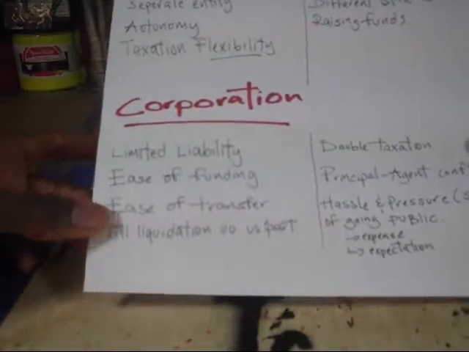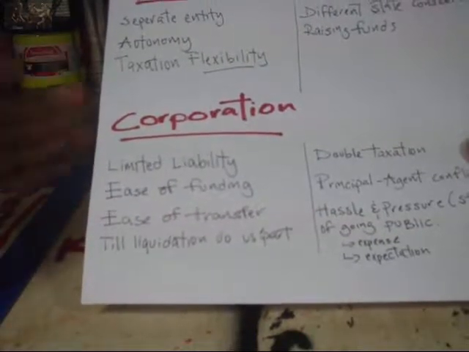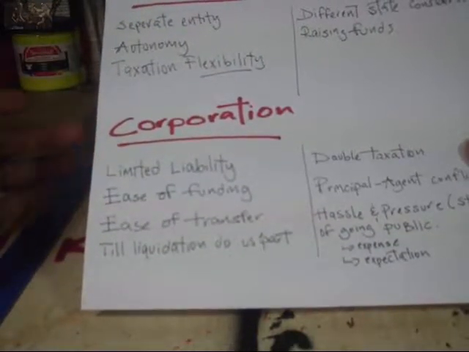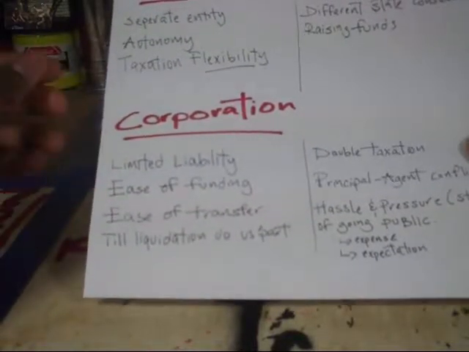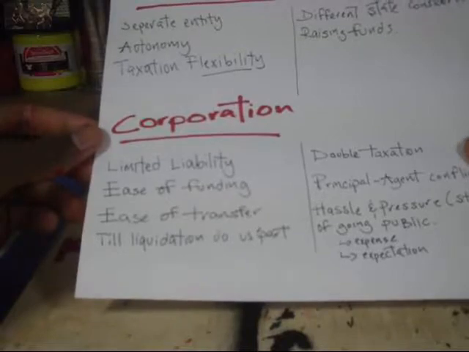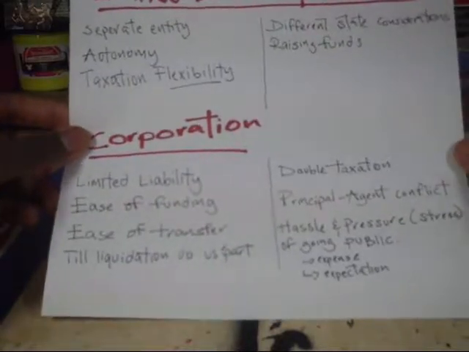Till liquidation do us part. The company is going to be alive so long as it can pay its bills and generate a profit. It's a perpetual entity. It does not die until it cannot pay its bills anymore.